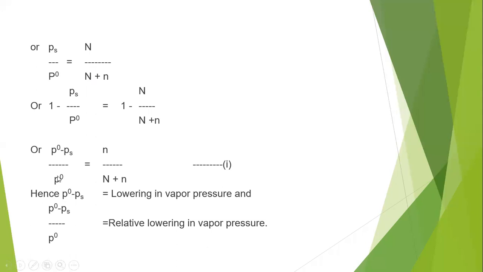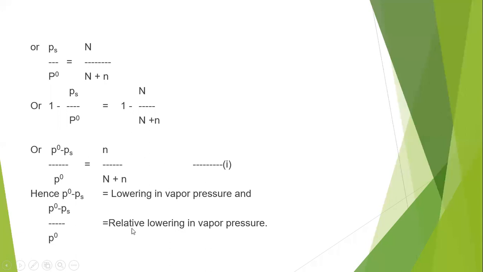Now P0 minus PS by P0. P0 minus PS is the lowering in vapor pressure. The solution vapor pressure is always less compared to the vapor pressure of a pure solvent. So the difference between the vapor pressure of the pure solvent and the vapor pressure of the solution is the lowering in vapor pressure. If you take the ratio between the lowering in vapor pressure and the vapor pressure of the pure solvent, then it is the relative lowering of vapor pressure. That is P0 minus PS by P0.